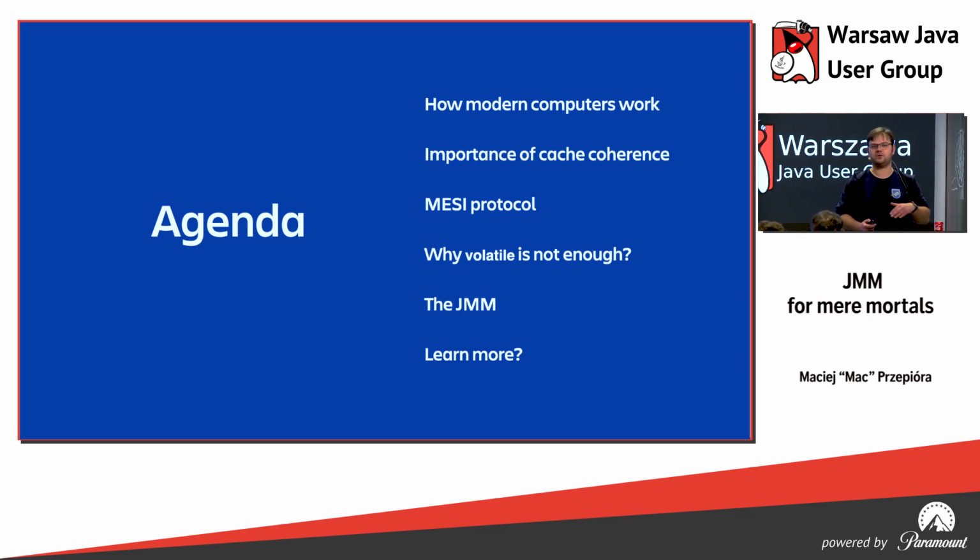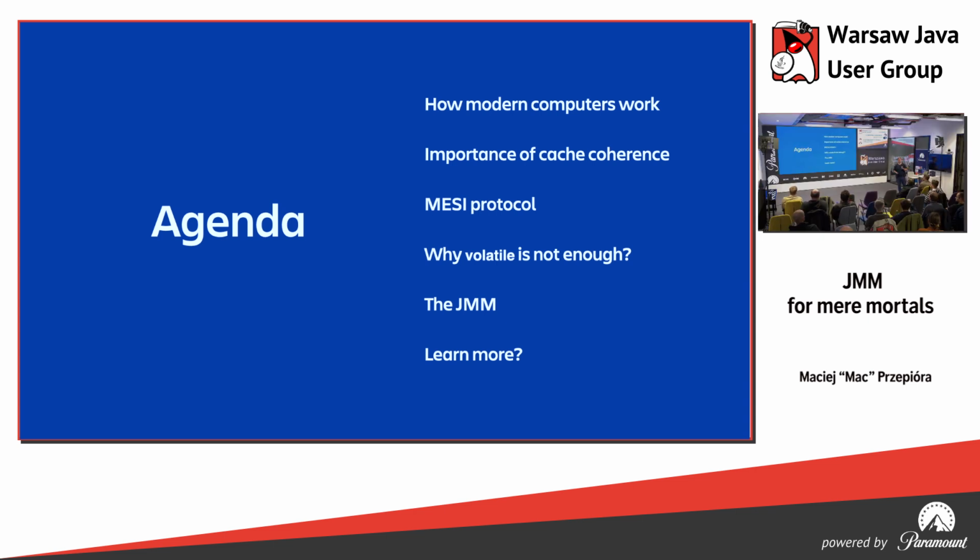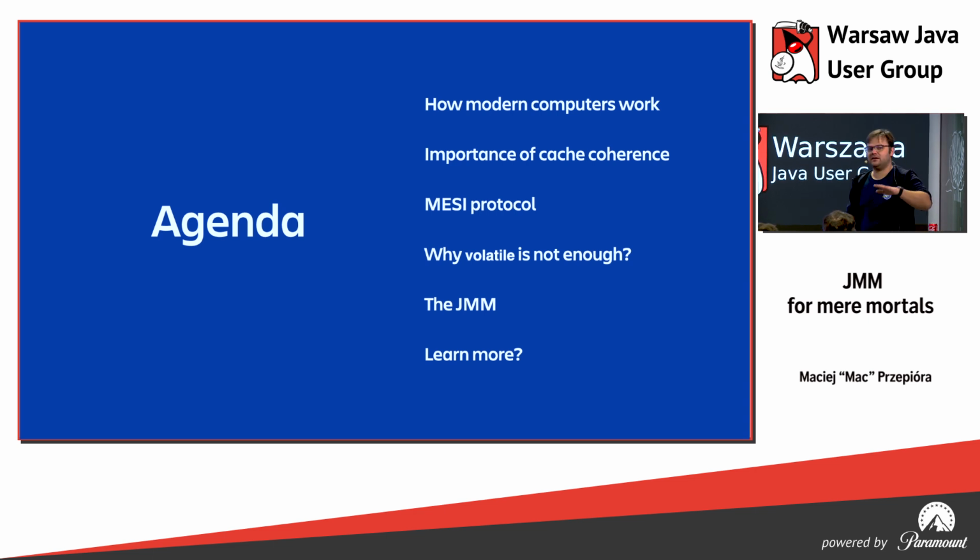We will talk a bit about the metal, about the CPUs and their caches and the MESI protocol. We'll get to that. We'll talk about the volatile keyword in Java. Who uses volatile in their Java code? A couple of people. Okay. So you will know why it's not enough. And then we'll get into the Java memory model itself. I'm going to describe it in simple terms. And then I will also share some materials that you can use to learn more about the model itself and how to actually properly develop multi-threaded concurrent applications in Java.